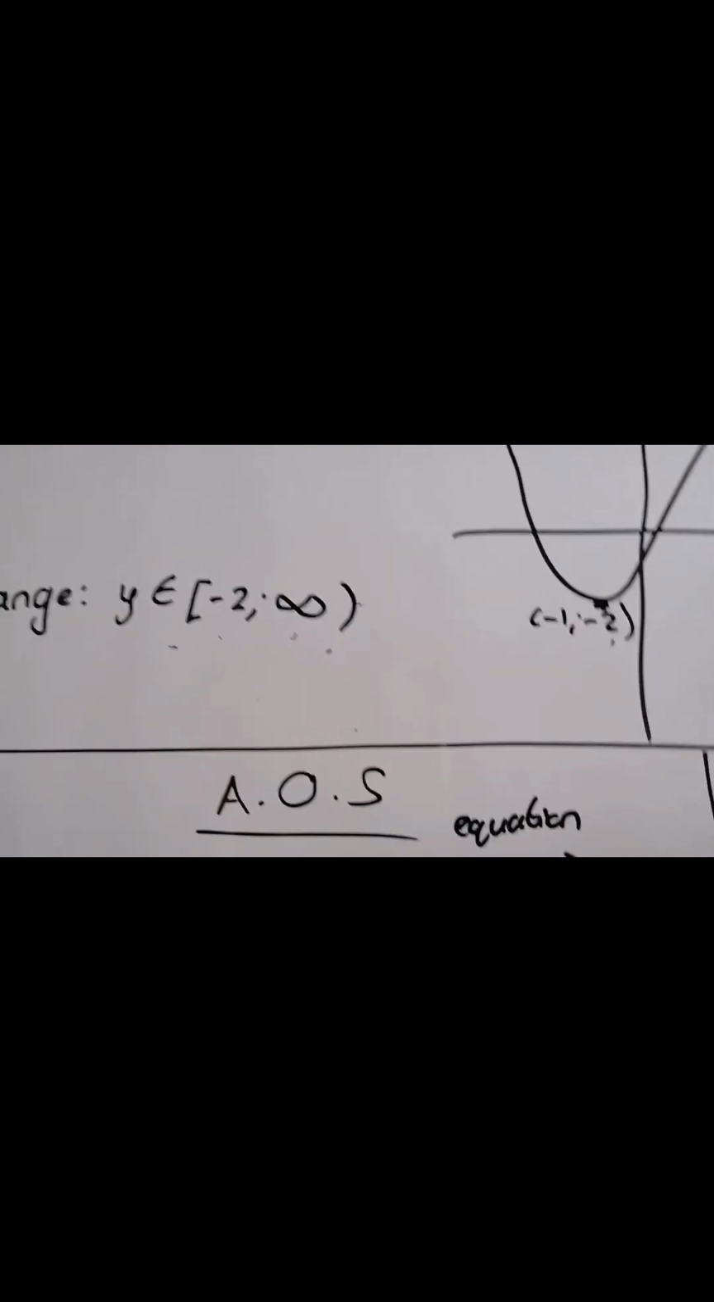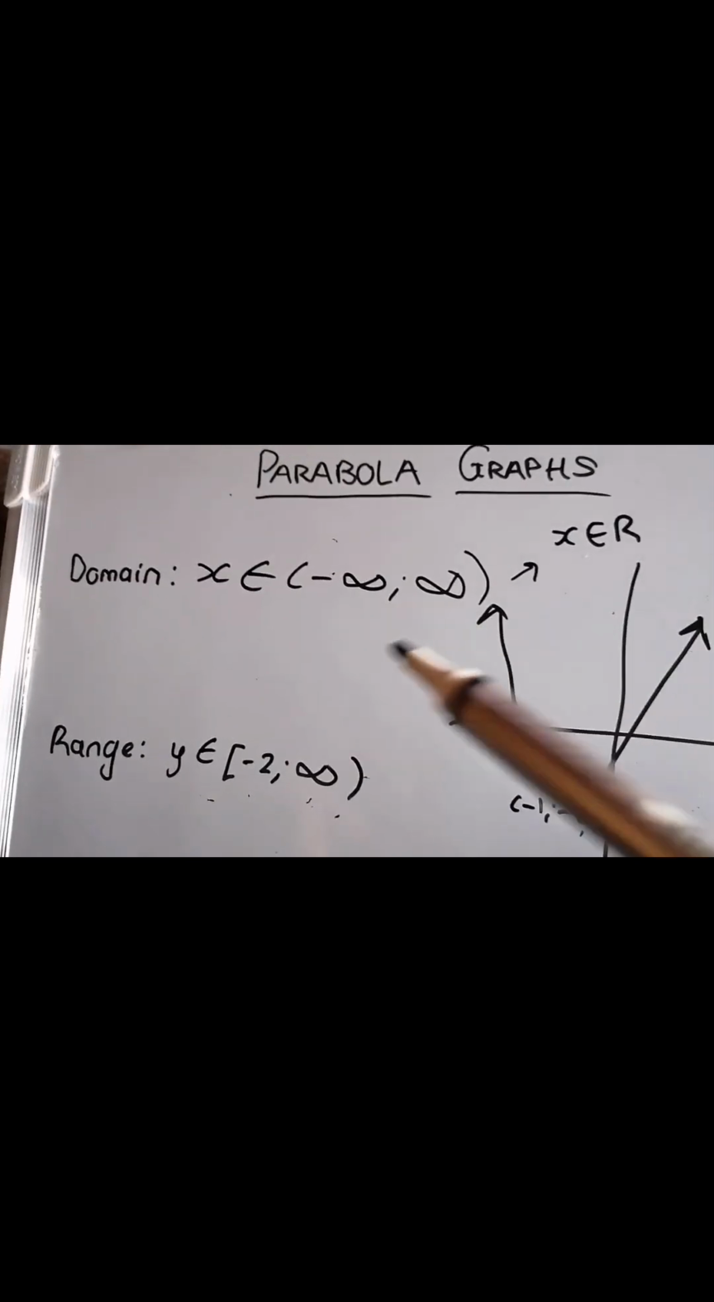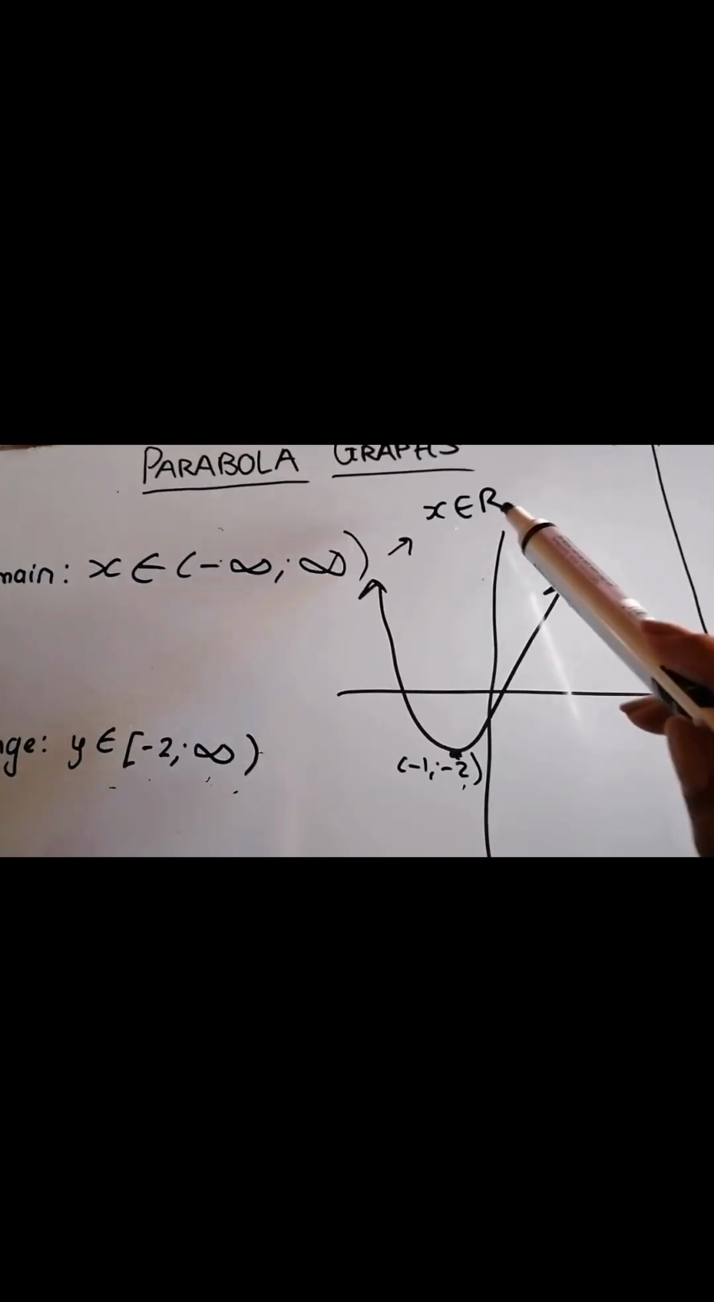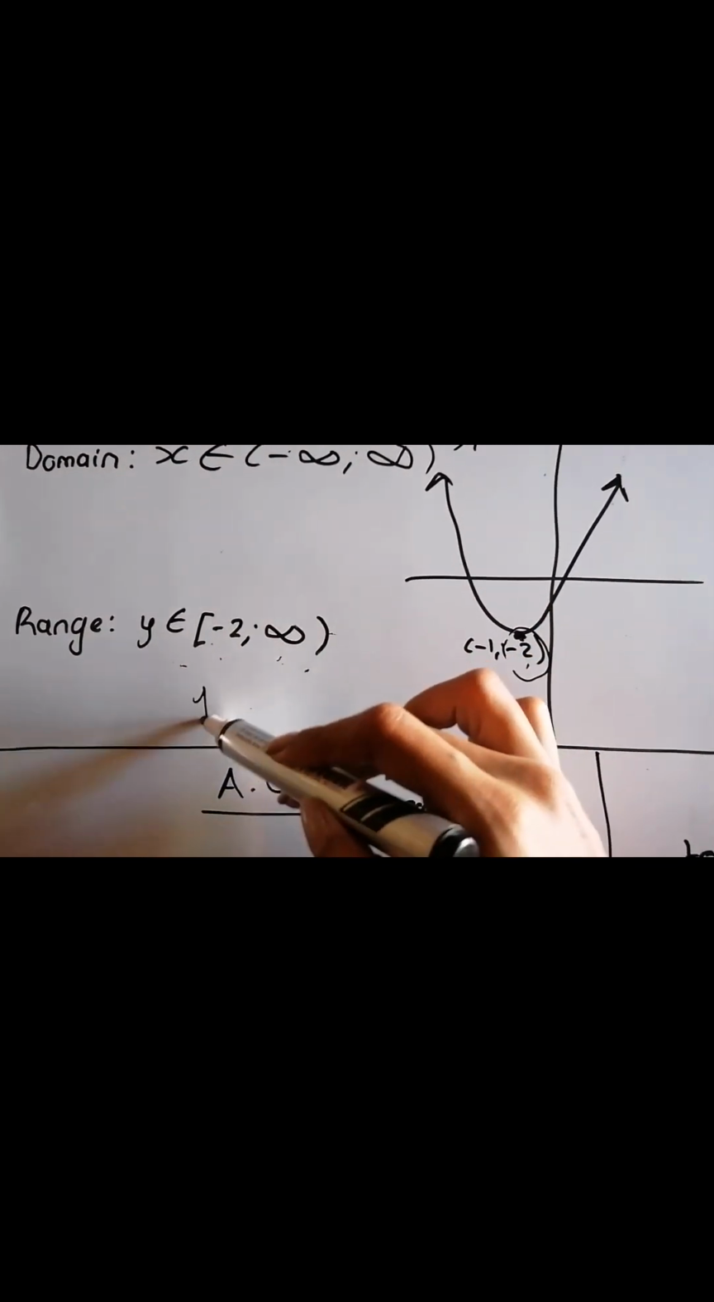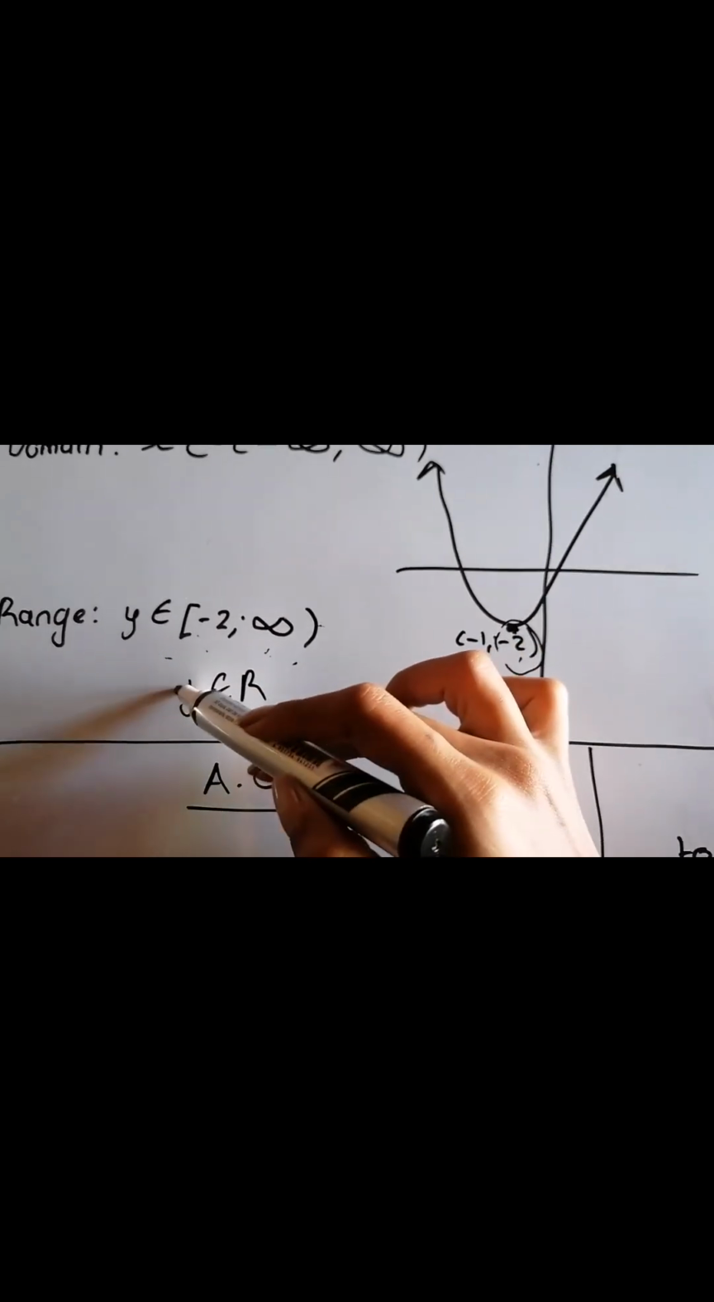Okay, so let's go over it again. Domain for parabolas will always be this. They're going from negative infinity all the way to positive infinity horizontally. Right, and don't forget to put your x is an element of the real numbers. For your range, it's the graph stretching upwards and downwards. Upwards, it's going to positive infinity because I can see it's still extending. Downwards, it's got a restriction. It's the y value of your turning point, which is -2. And because that is technically a coordinate, I'll put square brackets. And here you must also put y is an element of the real numbers.